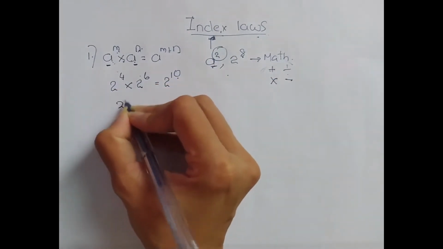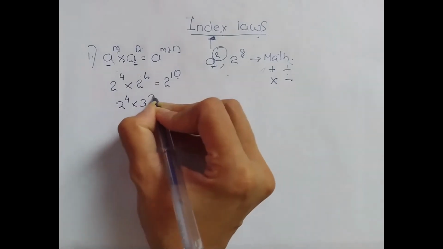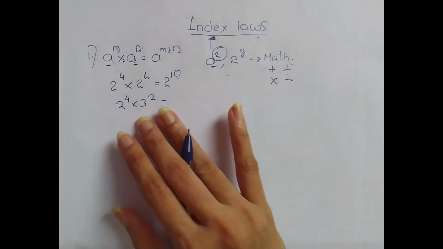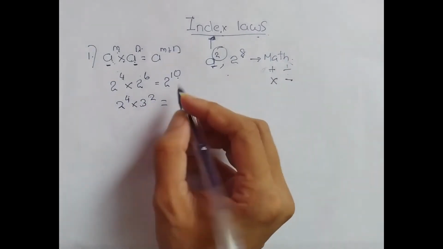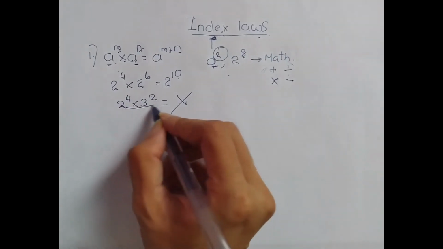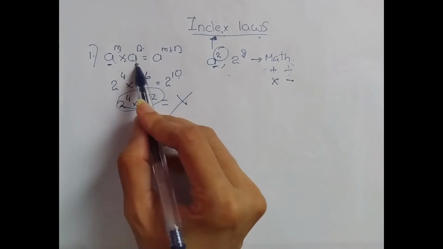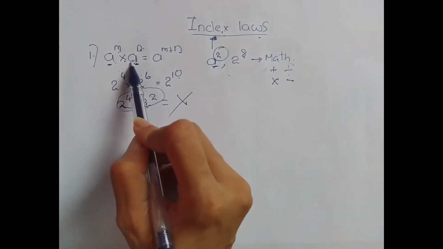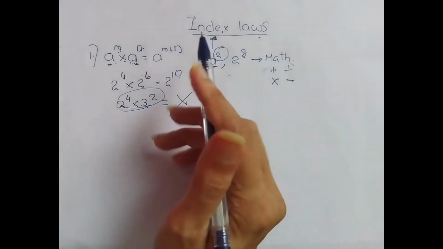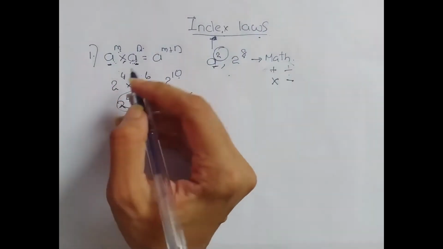But you cannot do 2 to the power 4 multiplied by 3 squared. Think it is like this? For this, you cannot multiply this and then add this. No, that will be wrong. For these type of things, this law will not be applicable. This is applicable only if the base is same. So now this is when multiplying.